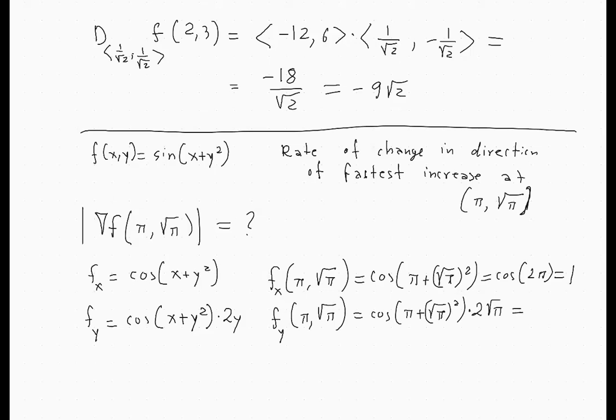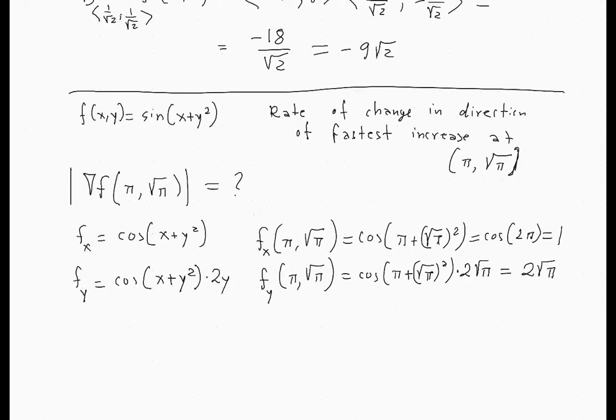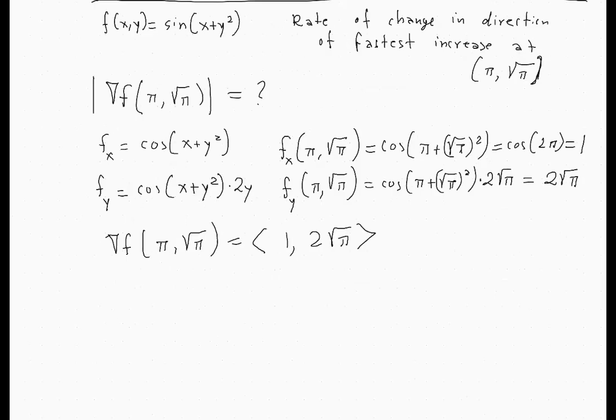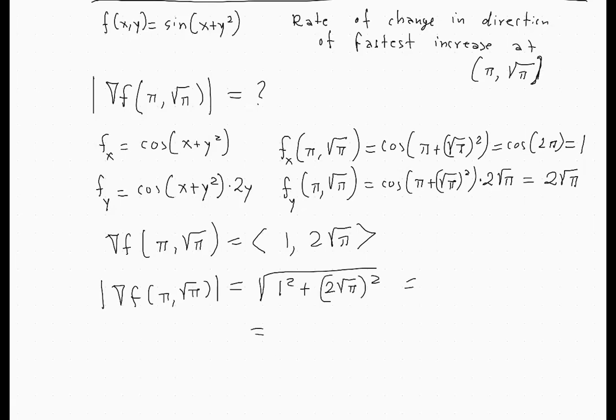So the gradient is simply the vector 1 comma 2 square root of pi. And the magnitude of the gradient, which is what we're after here, because that's exactly the rate of change in the direction of the gradient, or more precisely, the direction of the normalization of the gradient, is square root of 1 squared plus 2 square root of pi all squared. You can slightly simplify this. This is 1 plus 4 pi, and that's it.